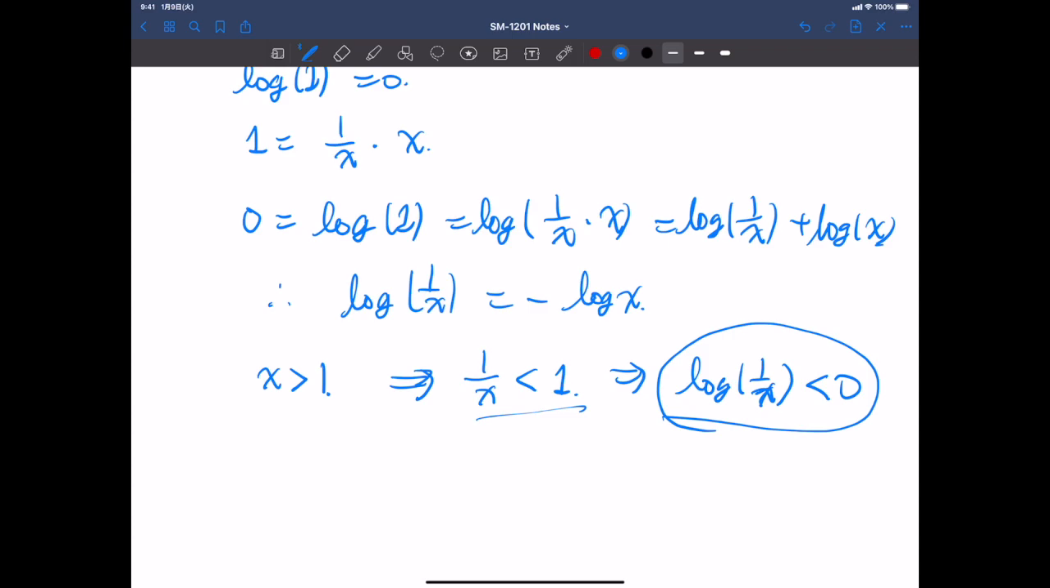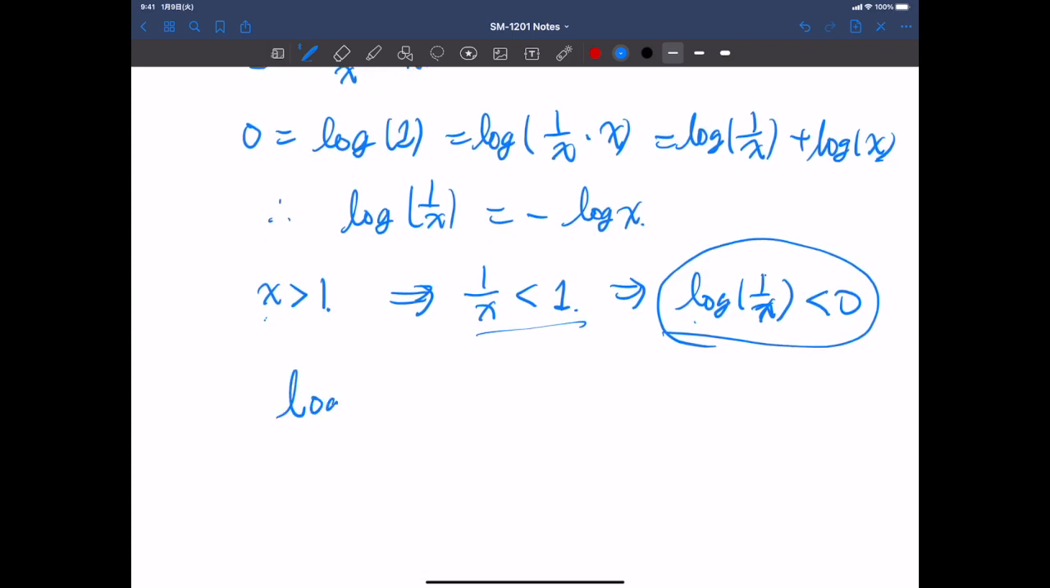Okay, and we know that as x increases to positive infinity, then log of x can be arbitrarily large. So you know it can be very large. So this means log of 1 over x can be very large negative values. So it can be arbitrarily large negative values. Okay, so this means the values of log of x can span the entire real numbers from negative infinity to positive infinity, of course excluding positive and negative infinities.